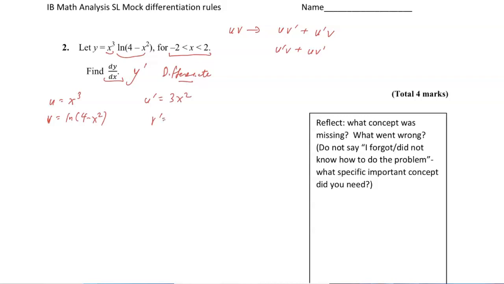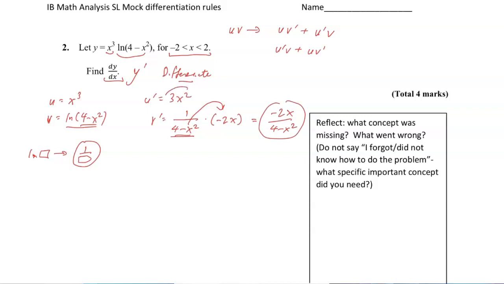V dash is equal to derivative of natural log of 4 minus x squared, which is not easy. First thing we're going to do is the natural log of something, the derivative is 1 over something. So we're going to put 1 over something, which would be 4 minus x squared. When we do chain rule, remember the inside function, 4 minus x squared, is not going to be changed. We did this part here. Then we're going to do chain rule of the inside. We take the derivative of the inside and multiply it in a chain link here at the end. The derivative of 4 is 0. The derivative of negative x squared is negative 2x. So our simplified expression would be negative 2x divided by 4 minus x squared.